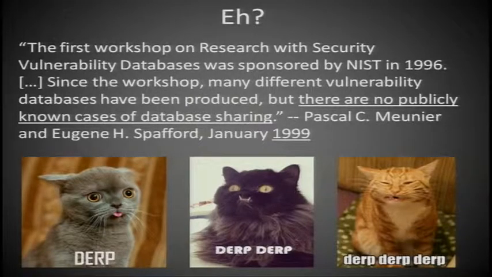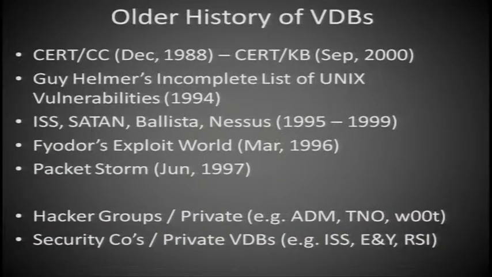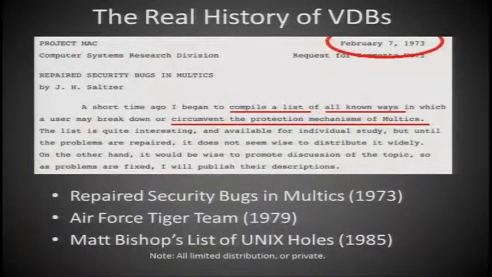An interesting quote is from Pascal and Eugene, who were considered very respected. They're very smart people, but they came up with this genius quote saying that there are no publicly known cases of database sharing. They said this in '99, and if you go back, it's like, well, wait a minute. There were already cases of vulnerability sharing before, but how about if we go further back? The real history of VDBs.